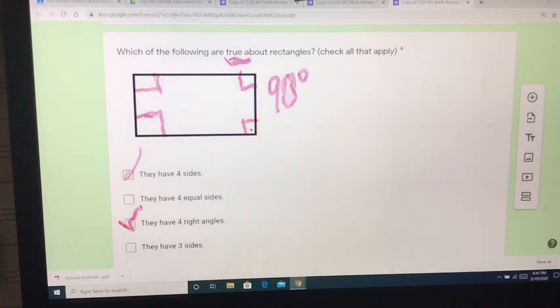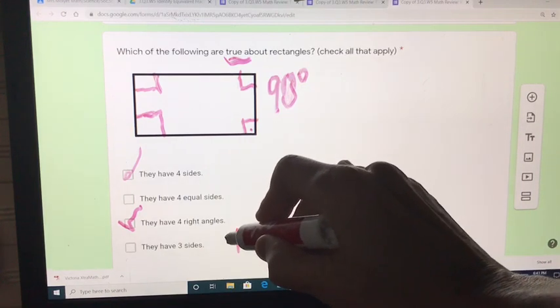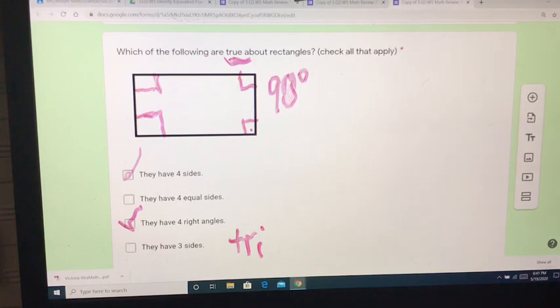The last one says they have 3 sides. No, a 3-sided figure, remember 3 means tri. The prefix tri goes with 3, so triangle would have the 3 sides.